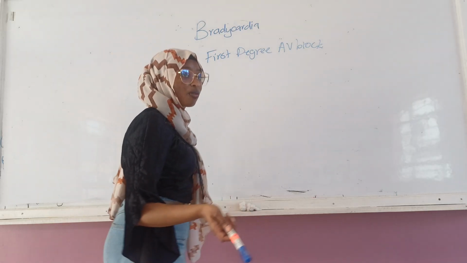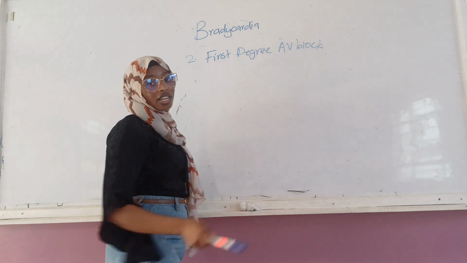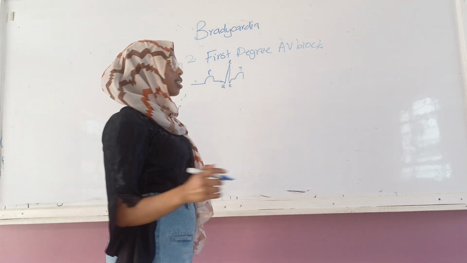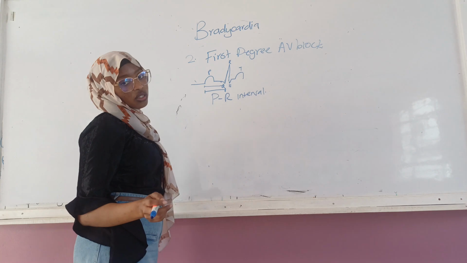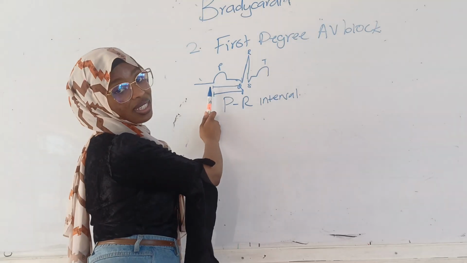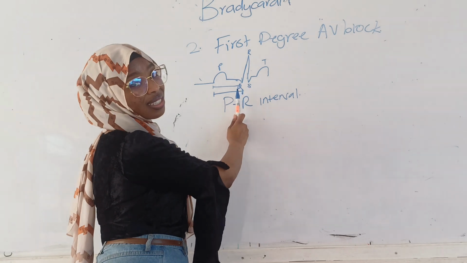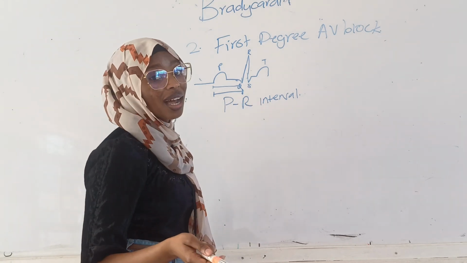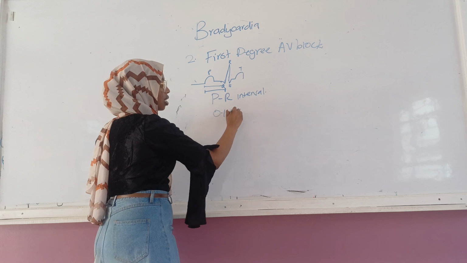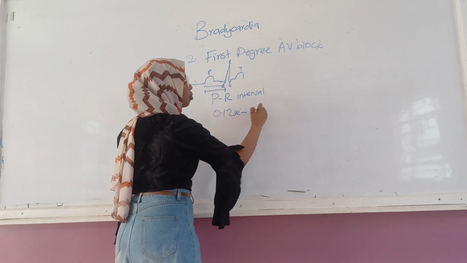And the second type of bradycardia is the first degree AV block. To identify this first degree AV block, you're going to look at the PR interval. To identify the PR interval, we say right where the P wave starts to where the QRS complex is about to start. We say the normal PR interval is 0.12 seconds to 0.2 seconds.